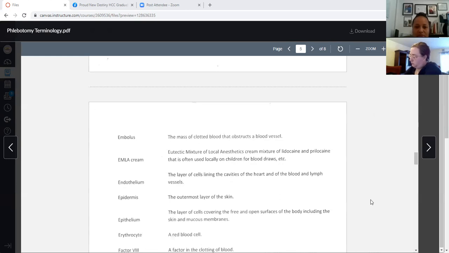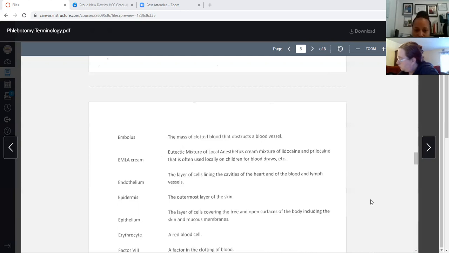Next one is embolus. That's the mass of clotted blood that obstructs a blood vessel. Next one is EMLA cream. And EMLA stands for eutectic mixture of local anesthetics. That's a cream mixture of lidocaine and prilocaine that is often used locally on children for blood draws.